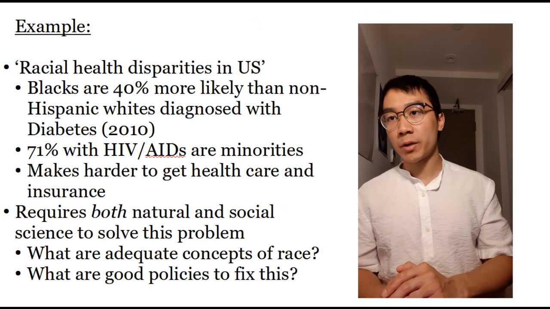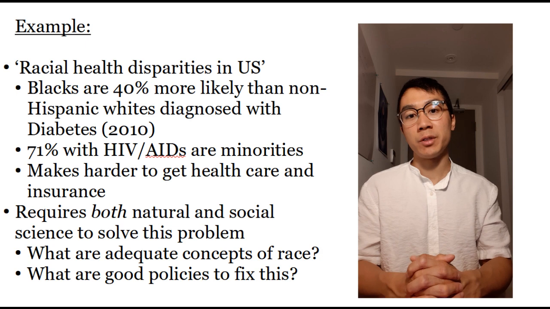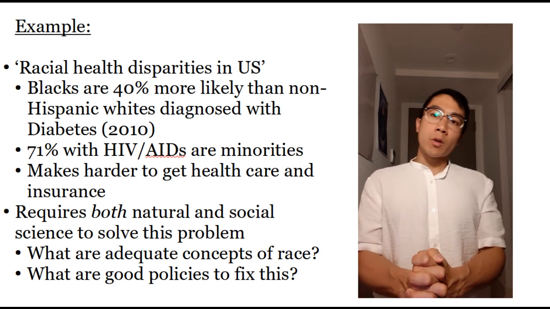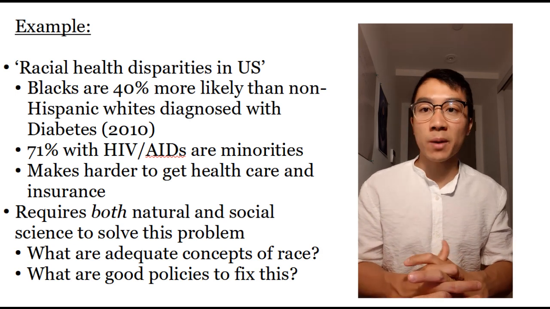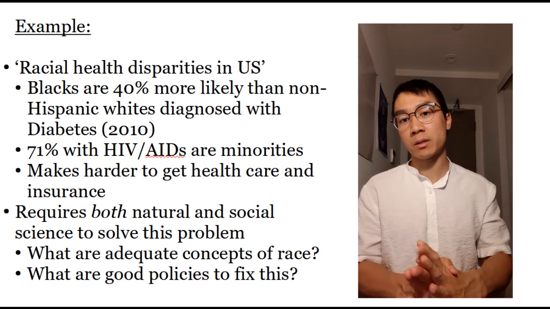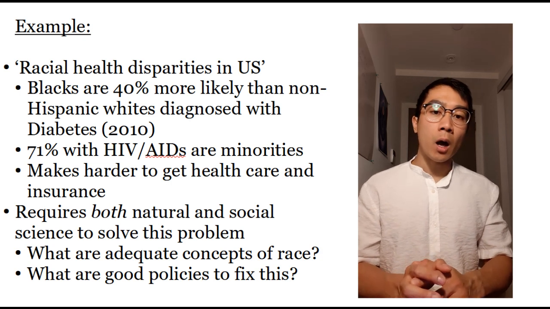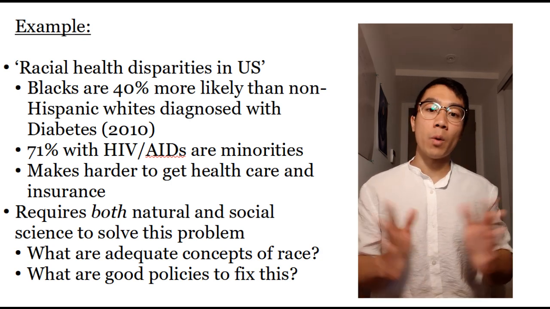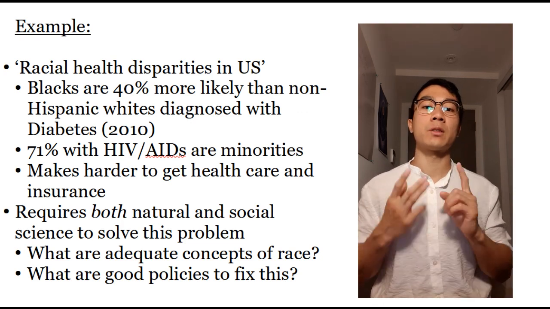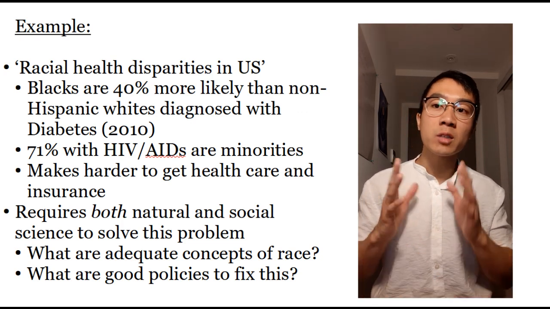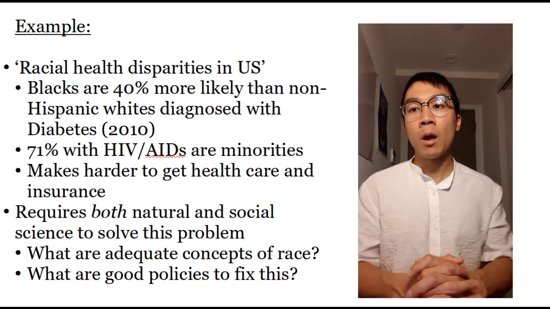So to walk you through a concrete case study in interdisciplinary social science, we're going to look at racial health disparities in the United States. So according to one study in 2010, blacks are 40% more likely than non-Hispanic whites to be diagnosed with diabetes. That's significant. That's a highly non-trivial statistic if you think about it. It suggests that there's something going on here, whether it be cultural, whether it be genetic, whether it be political. Something is happening such that African Americans are disproportionately affected with diabetes compared to non-Hispanic whites.